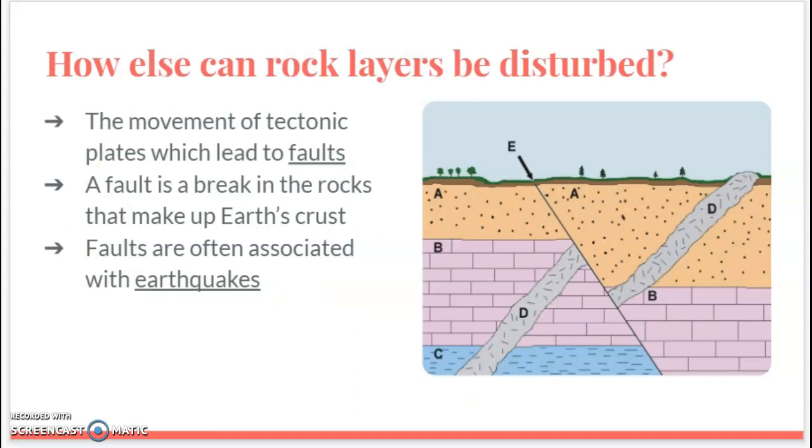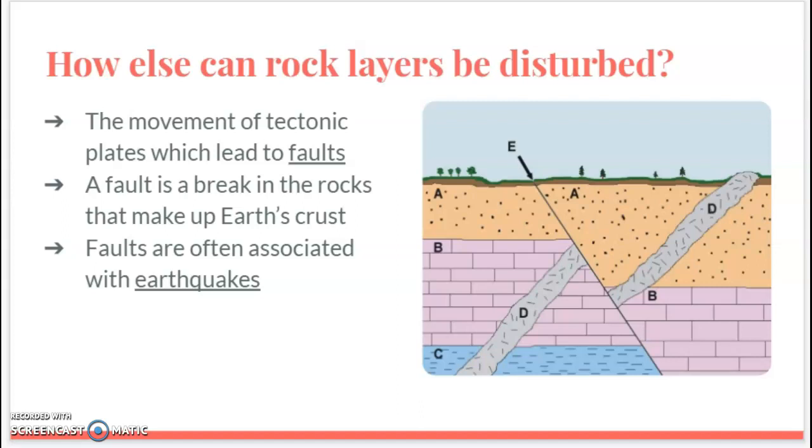Okay, last slide for this video. How else can rock layers be disturbed? Well, the movement of tectonic plates leads to faults. A fault is a break in the rocks that make up Earth's crust, and faults are often associated with earthquakes. So when we think about all of the activities that we're going to be doing this week on law of superposition, we're going to be dealing with igneous rock intrusions or disturbances, and we're also going to be dealing with some faults.